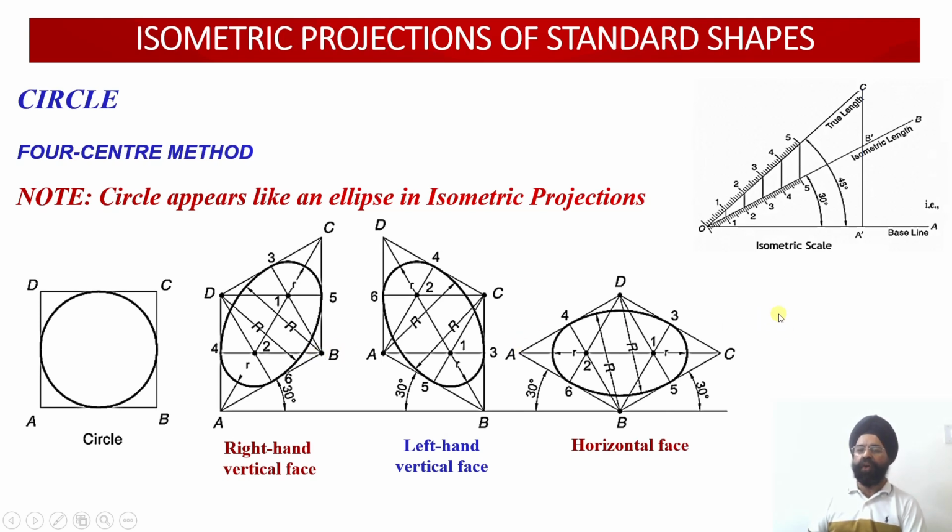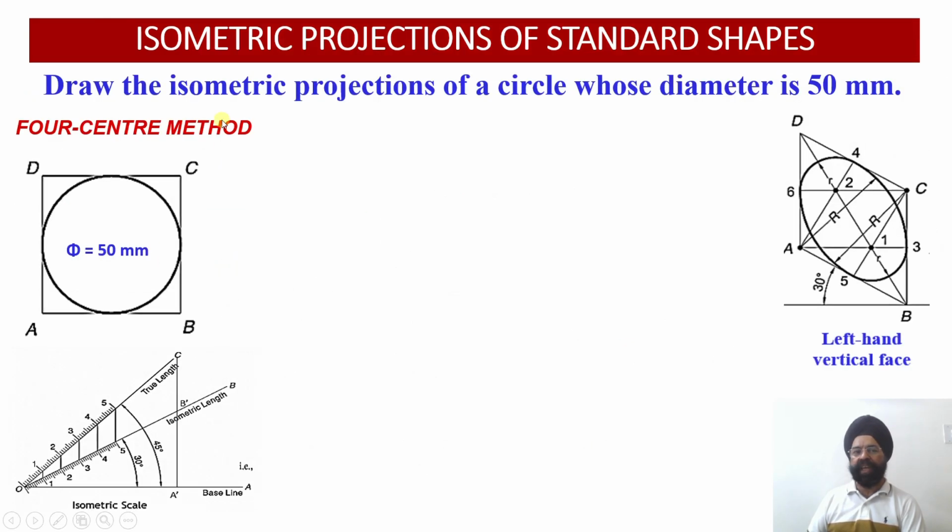So let us see how we can work out the construction of this circle or an ellipse in the isometric projection in all these three orientations. Now let us start with the basics. We are required to draw the isometric projection of a circle whose diameter happens to be 50 millimeters. So we have constructed a circle having a diameter equal to 50 millimeter, and then we have inscribed it into a square. Then, before we start drawing this projection, we need to draw the isometric scale.